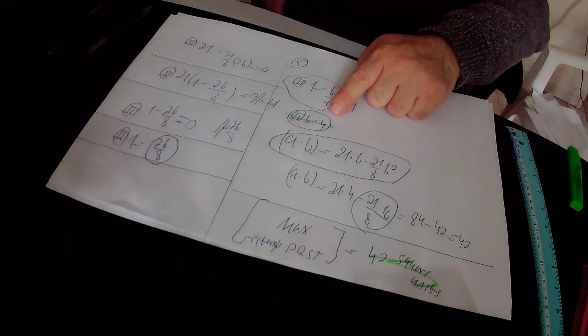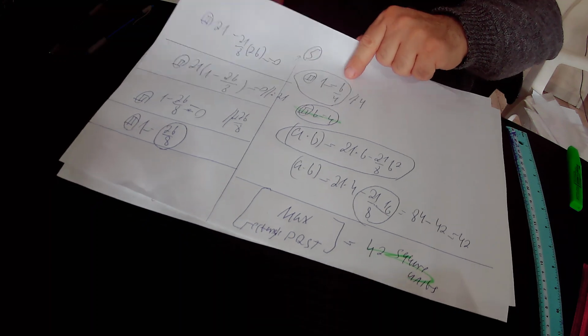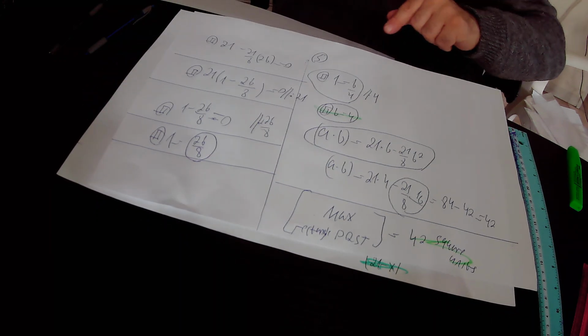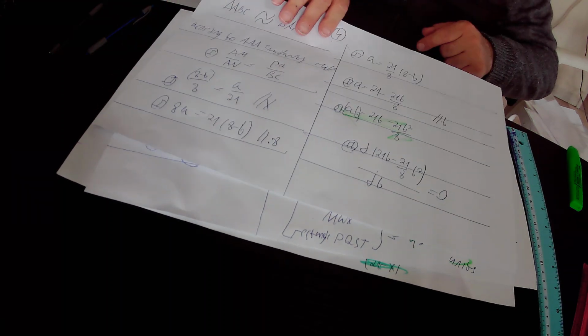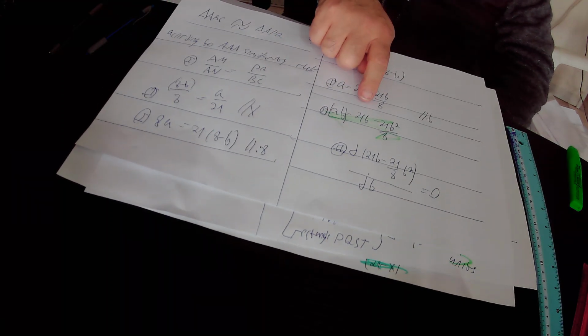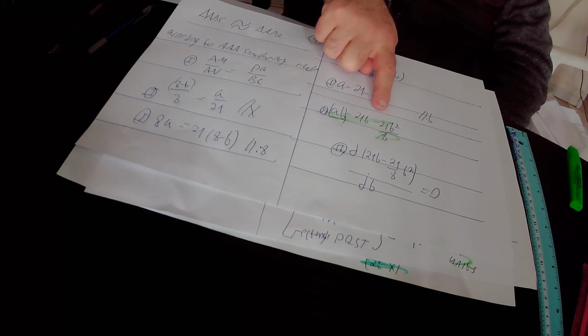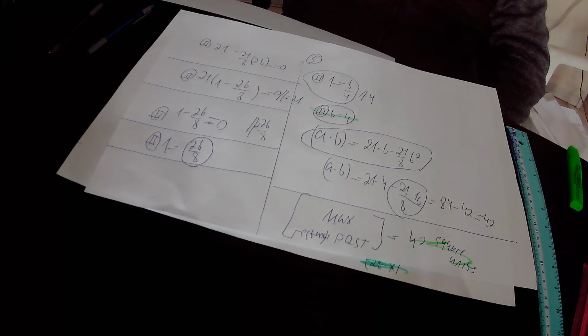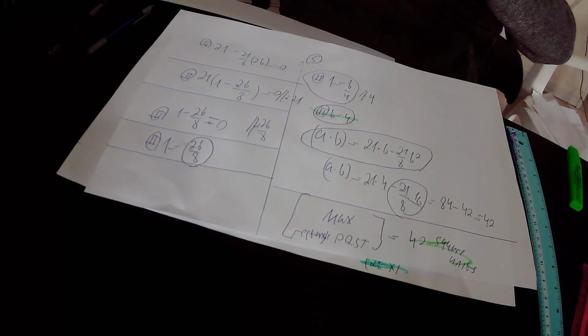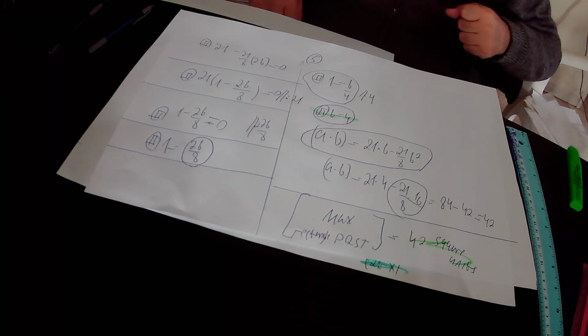So the extreme point of this function area AB equals 21b minus 21b squared over 8. It is actually the area of a rectangle PQST. The extreme point is b equals 4. And then I draw the function area.